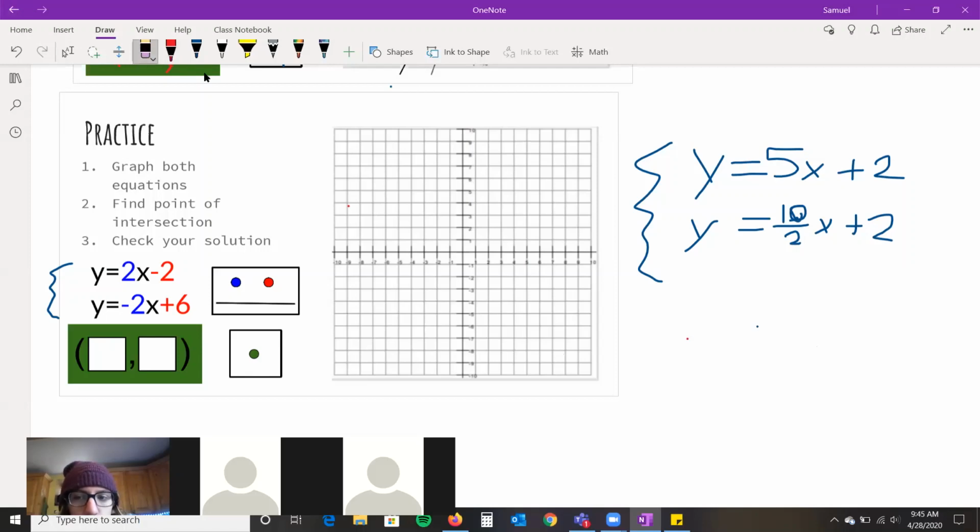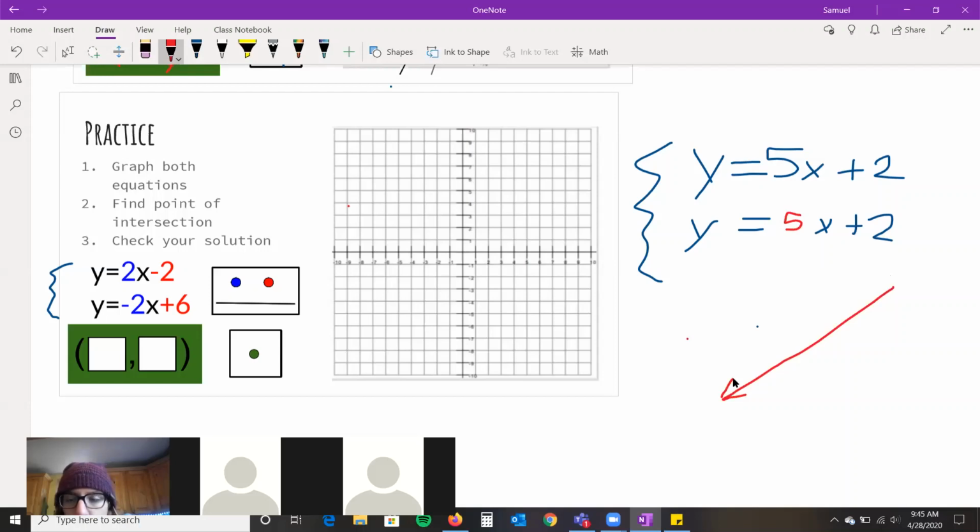10 divided by 2 would be 5. Okay, so this is actually a 5. So now it says y equals 5x plus 2, y equals 5x plus 2. Okay, so they're the same equation. It didn't necessarily look like it to begin with, did it? But they're the same equation.